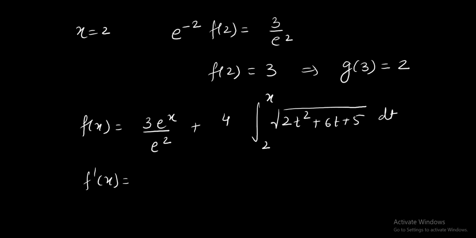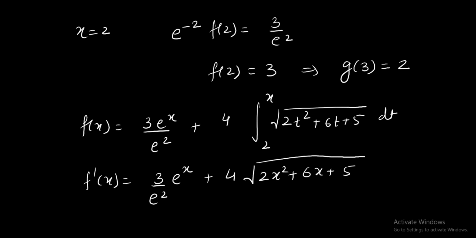तो आई स्टार्ट विद f dash which will become 3 upon e square into e power x plus 4 times root over 2x square plus 6x plus 5. Correct? What you need to calculate is f dash of 2, right? When x is 2, y is 3 ना, तो हमें f dash of 2 निकालना है so that g dash of 3 can be evaluated. चलिए कैलकुलेट कर लेते हैं.